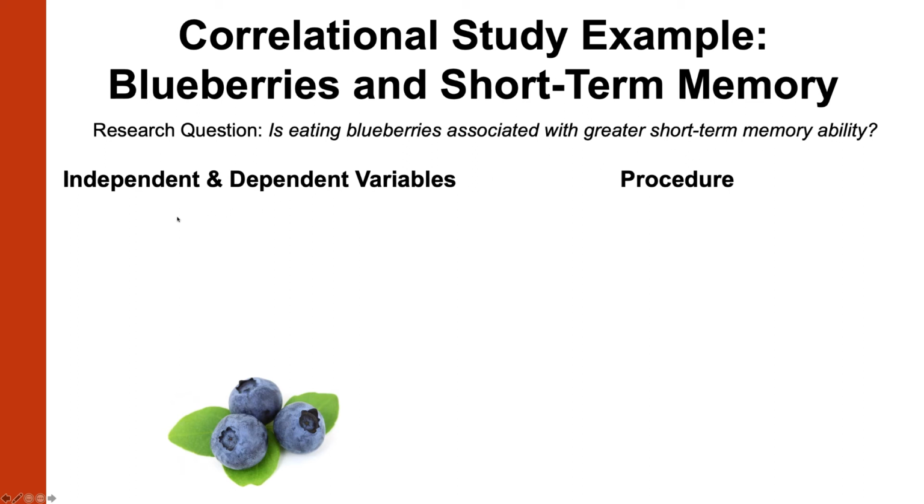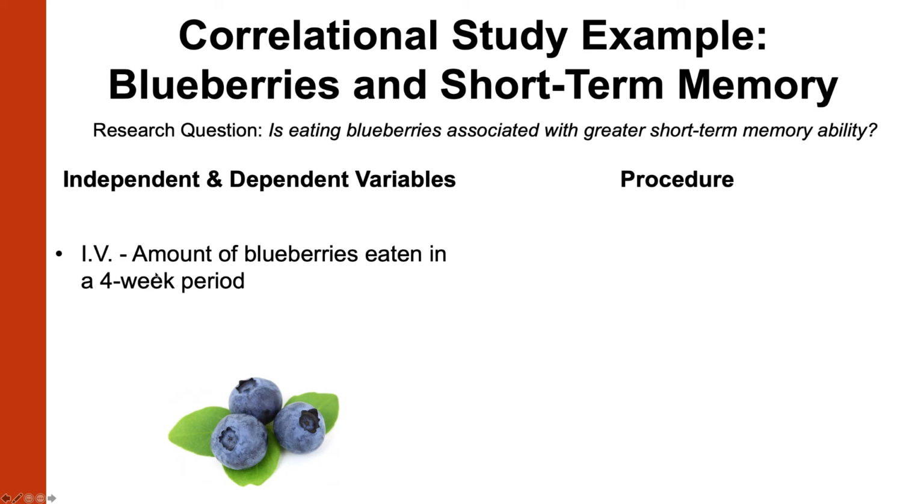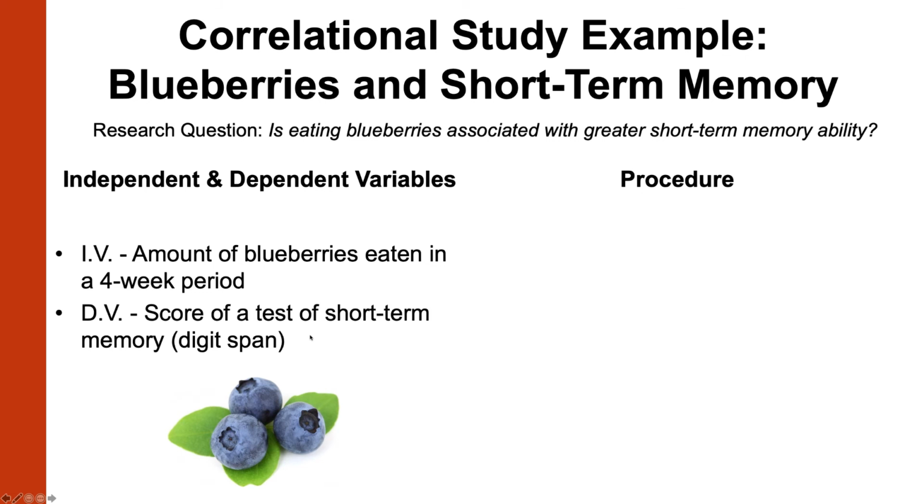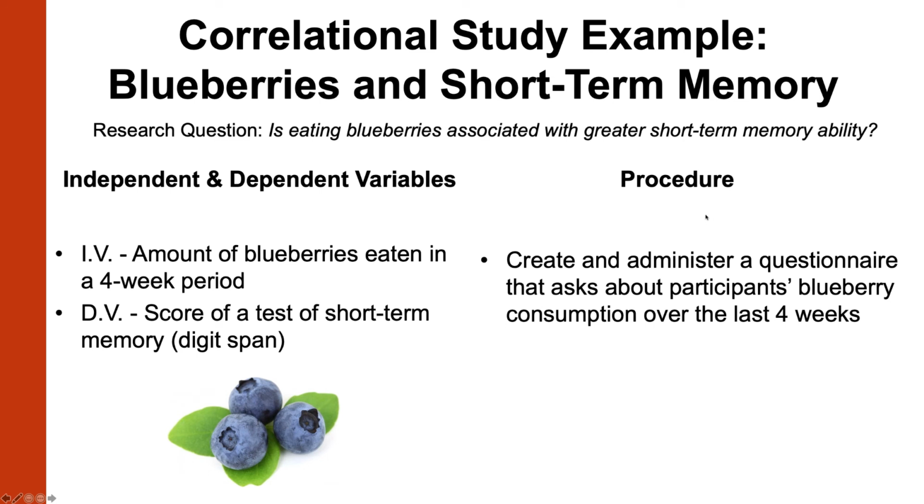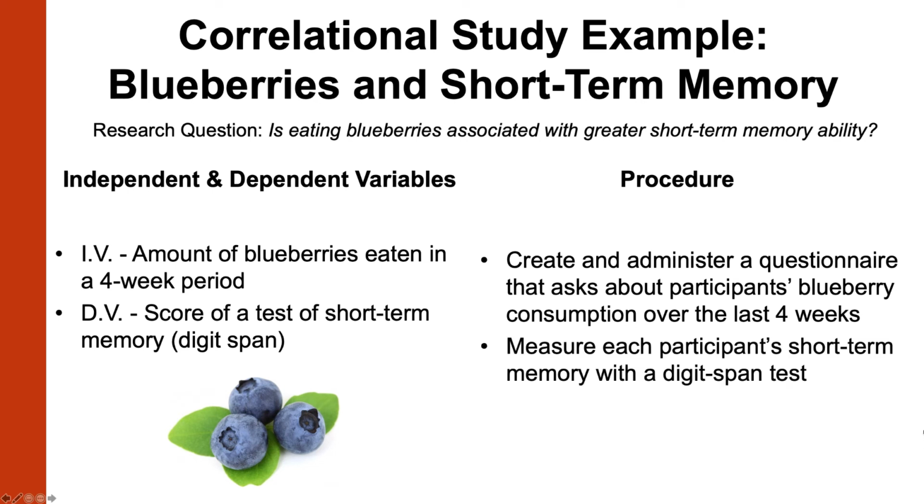The independent and the dependent variables are the same. The independent variable is the amount of blueberries eaten in a 4-week period, just like with the experiment. And the dependent variable is the score of a short-term memory test, the digit span test. Exactly the same. The procedure is what's different. There are no experimental groups. All you do is create a questionnaire that asks about the consumption of blueberries for each person over the last 4 weeks, and then give them that same short-term memory digit span test. Then, to investigate whether these two variables are related, you correlate them and determine whether there's a relationship between eating blueberries and having better short-term memory ability.